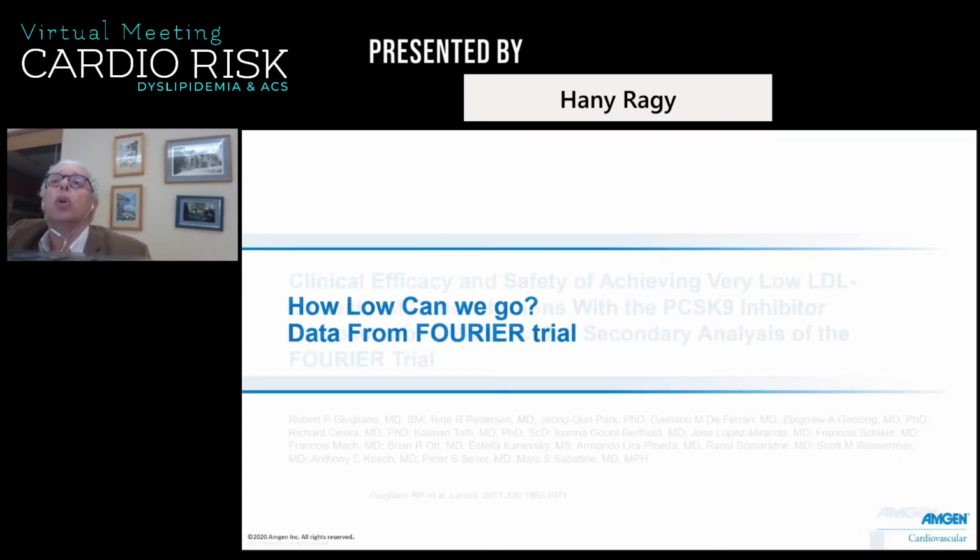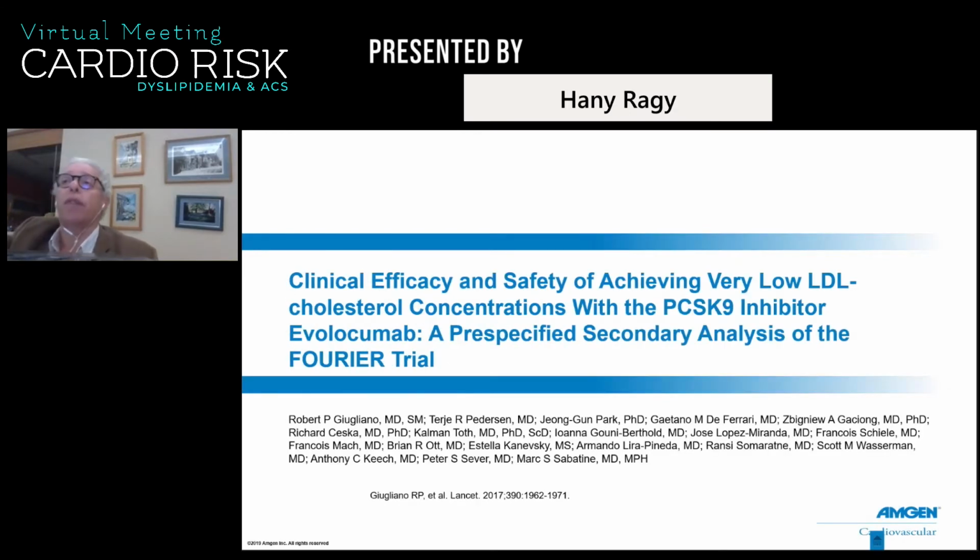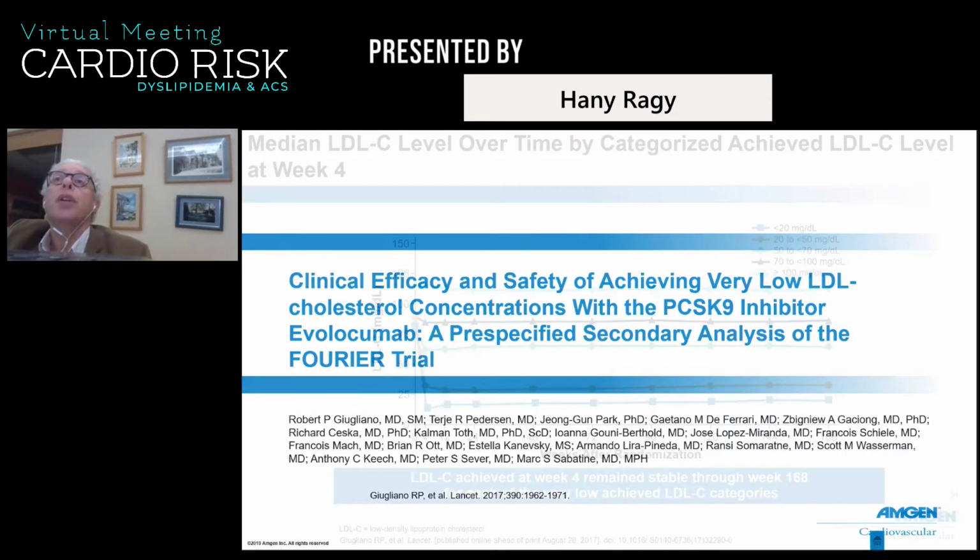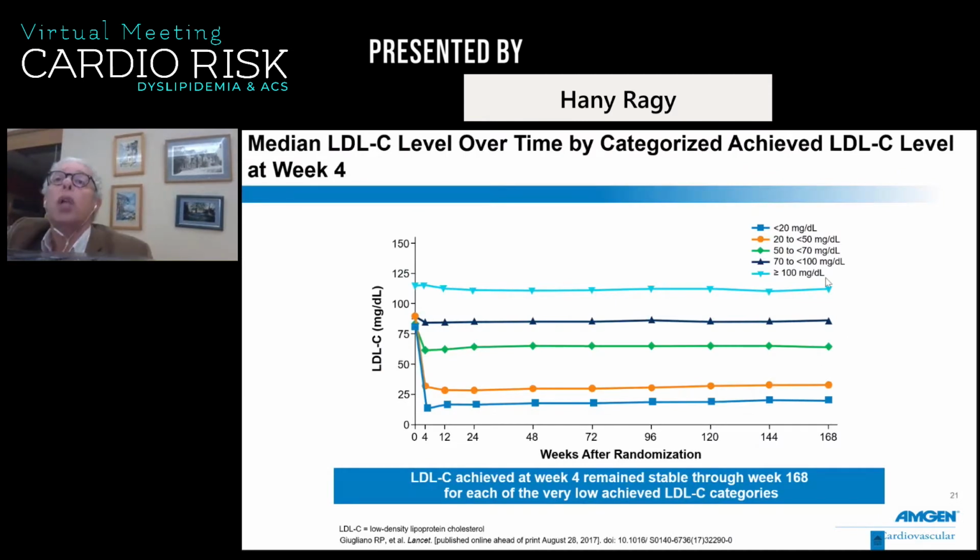So how low can we go? Is it safe to let those patients go down to LDL levels below 50 and even below 20? Clinical efficacy and safety of achieving very low LDL cholesterol with a PCSK9 inhibitor, evolocumab, this is a pre-specified secondary analysis of the FOURIER study published in 2017. And it showed that those patients who achieved any particular level of LDL, especially the very low ones, here below 25 and below 50, remain stable.